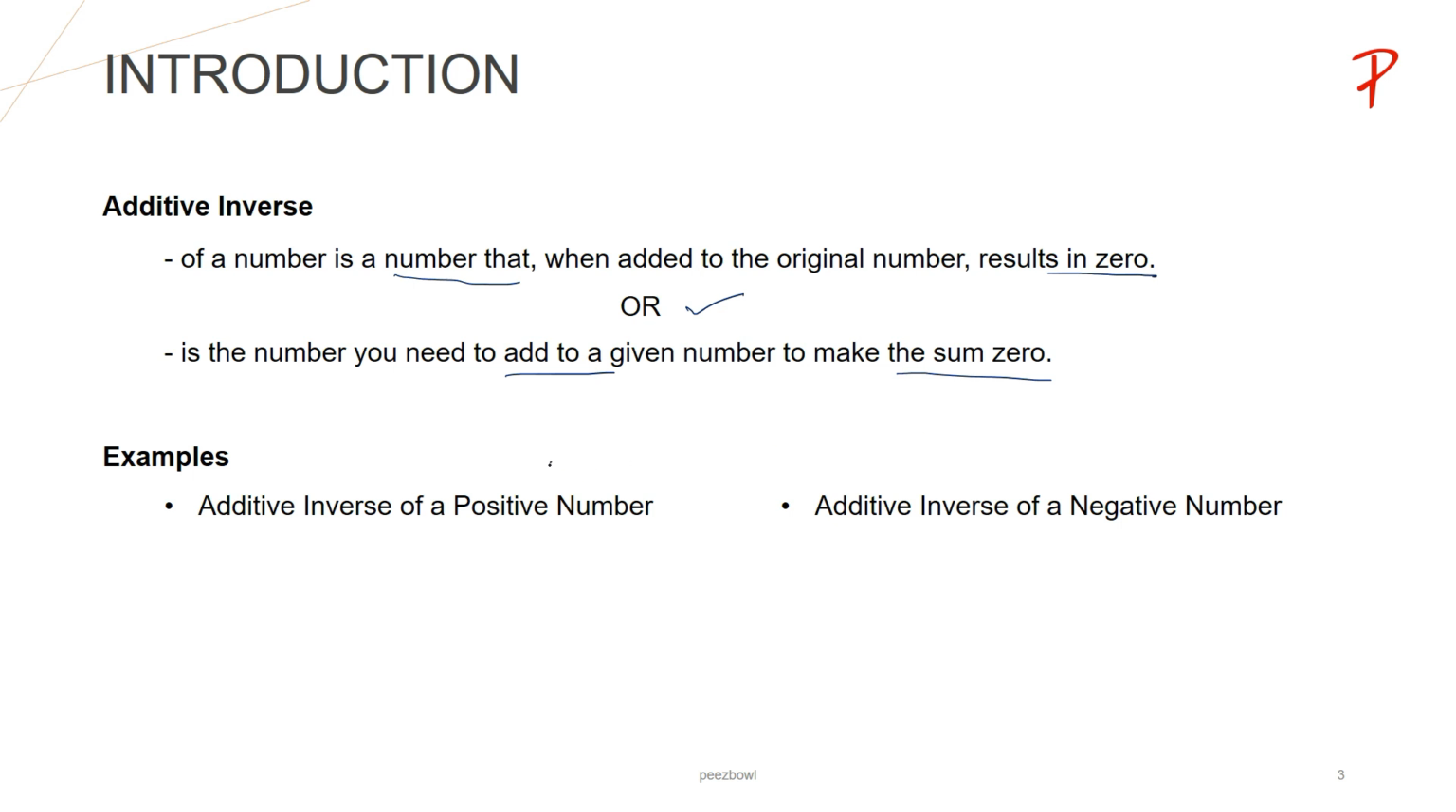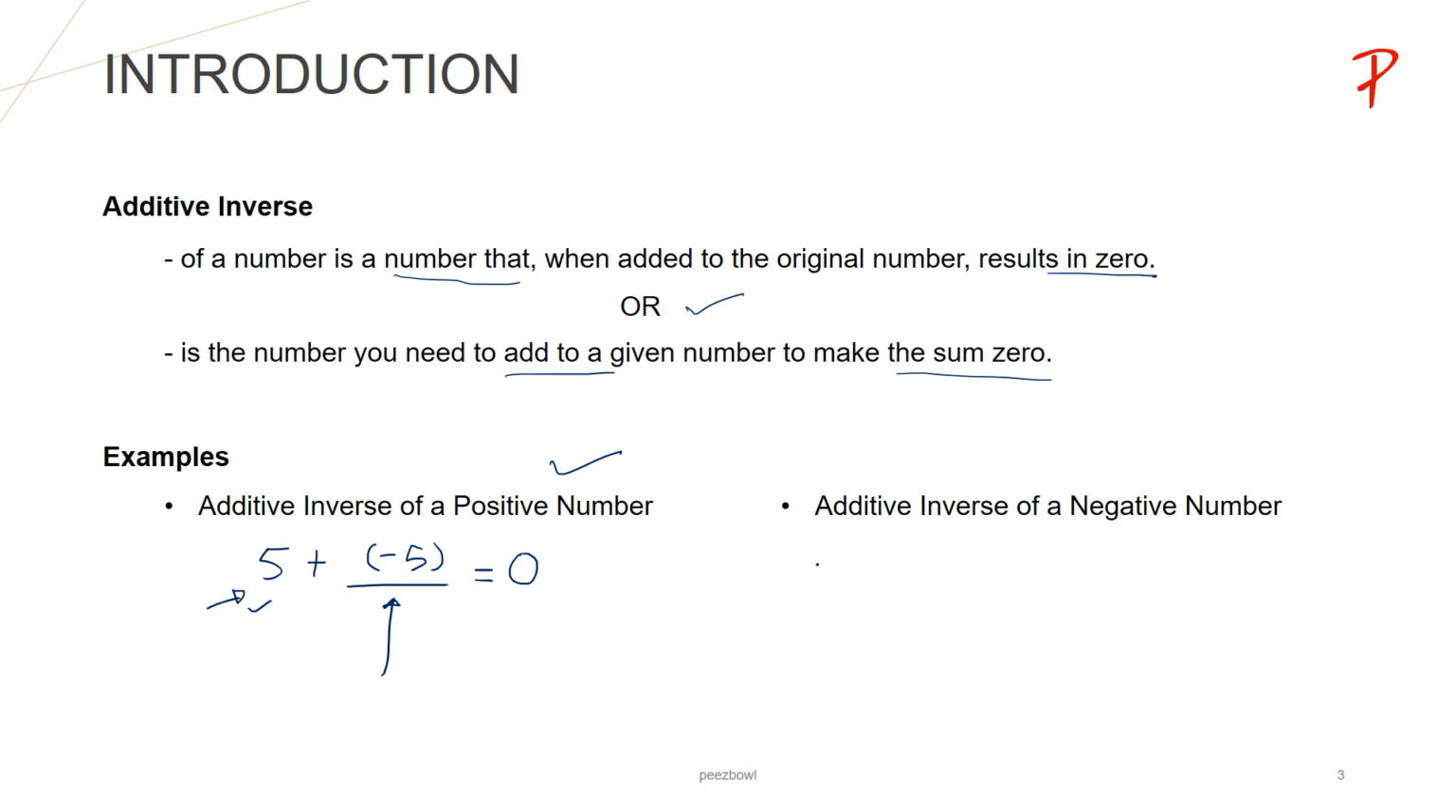Let us take a positive number to give an example. Let us say you have a number 5, right? So you must add a number to 5 so that its sum is 0. So you will add minus 5 to 5 so that its sum is 0. So minus 5 is additive inverse of 5.